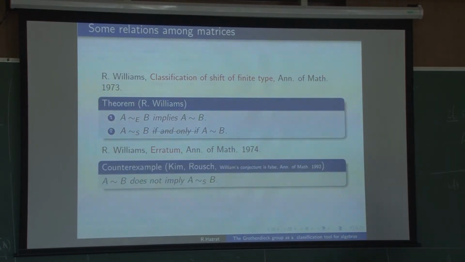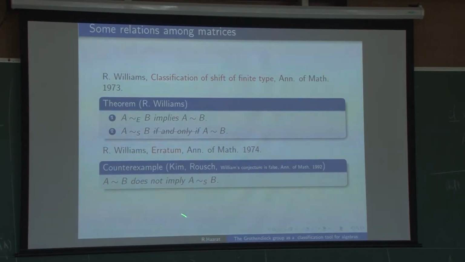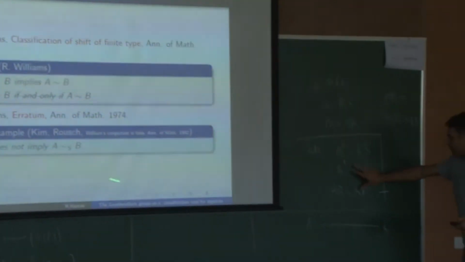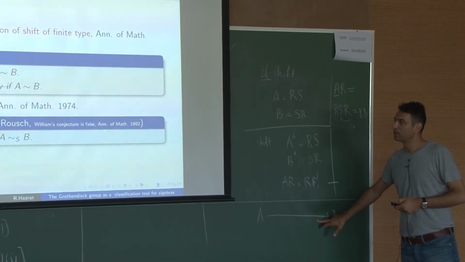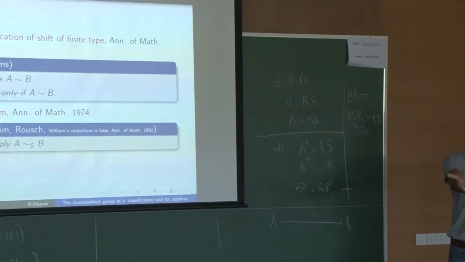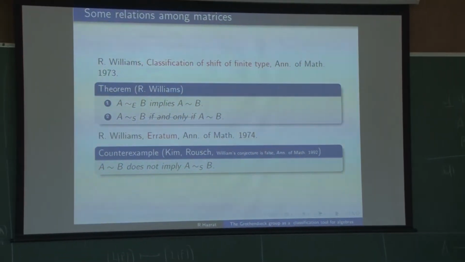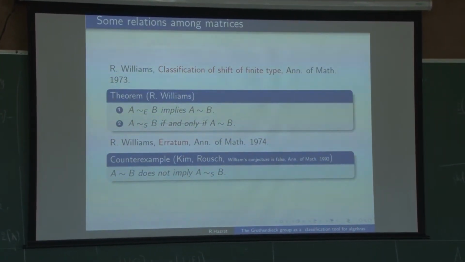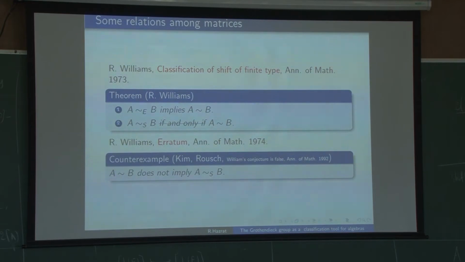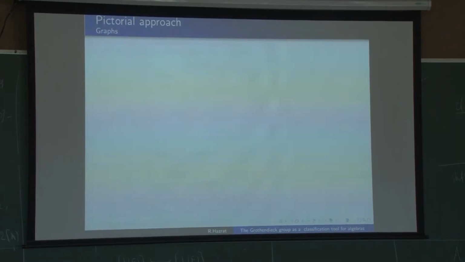And then it took 20 years for two mathematicians, Kim and Roush, to give a counterexample to this, that in fact, it is possible that A and B are shift equivalent, but they are not strongly shift equivalent. And I look at this paper, and it's not like they give you two matrices and say these are the matrices. They don't do that. They go through CW complexes, algebraic topology, and so on and so forth, and say if that happens, one main theorem in algebraic topology fails. So it's not very easy.